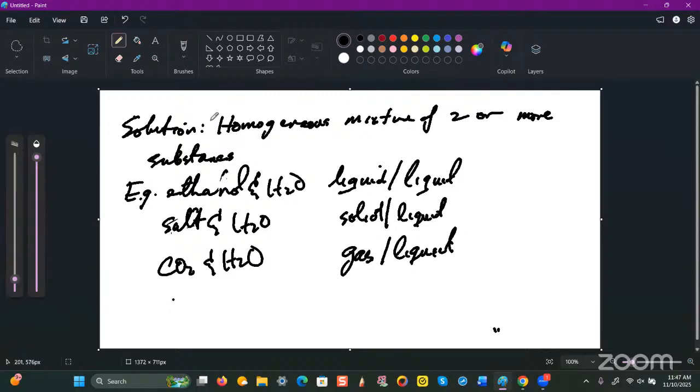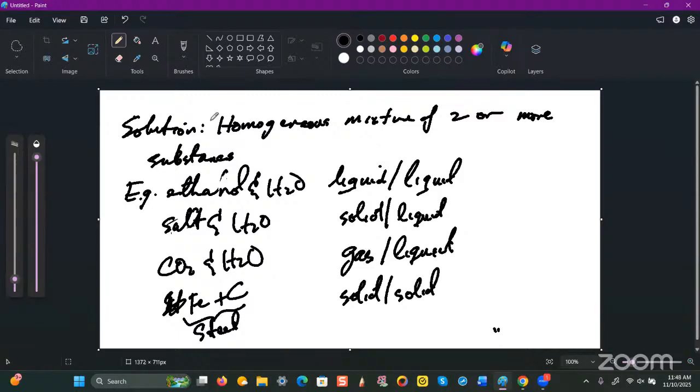You can also have a solution where you have two solids mixing. So, for example, steel, which is a combination of iron plus carbon. So let me just put there steel. That is also a solution, a solid dissolved in a solid. Those are just examples of solutions. In all cases, what they have in common is that you have two substances mixed together and it's completely homogeneous.